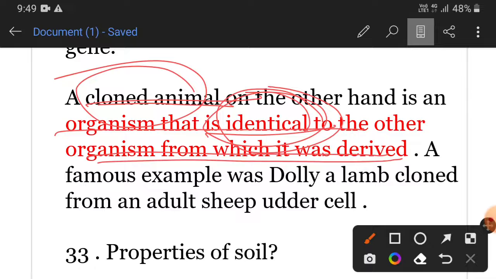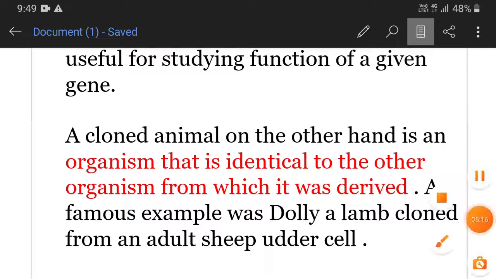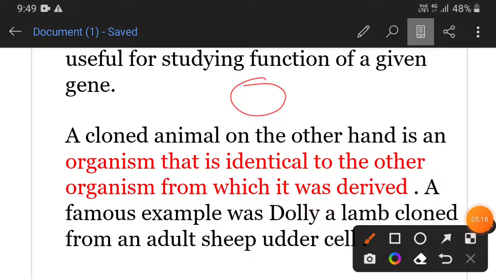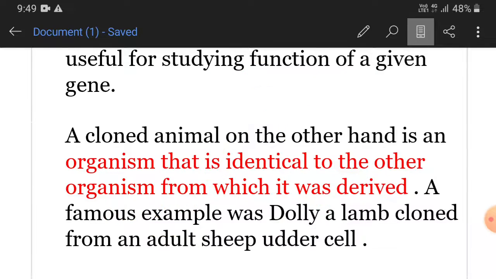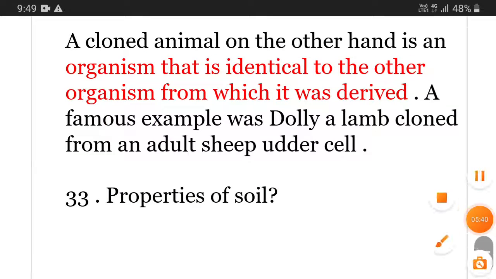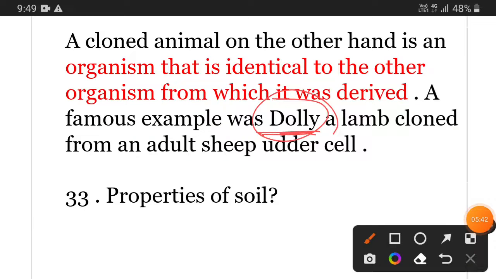So suppose when we are making a gene library, inside the cell our gene of interest is present, and it will be divided, right? So this and this will be the cloned cells of this one. They have the same makeup as this one, right? So for example, a famous example was Dolly, a lamb cloned from an adult sheep udder cell.